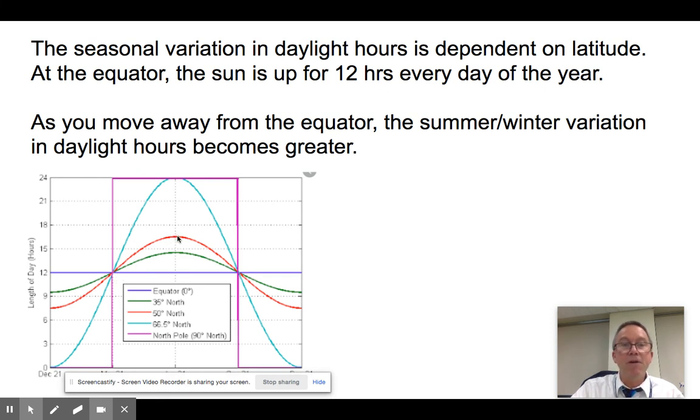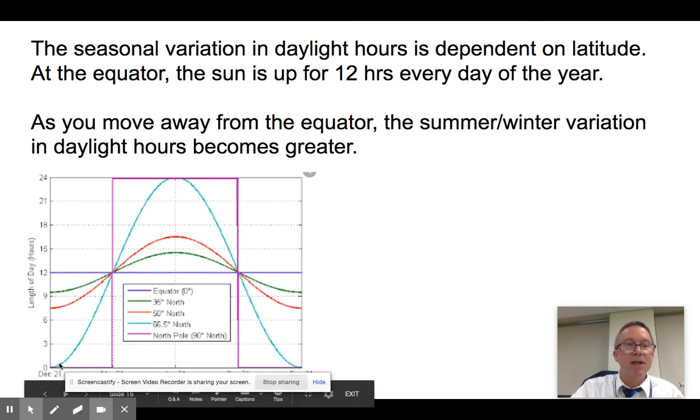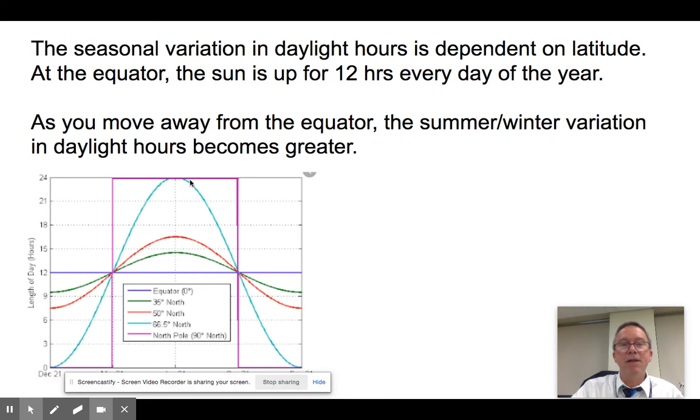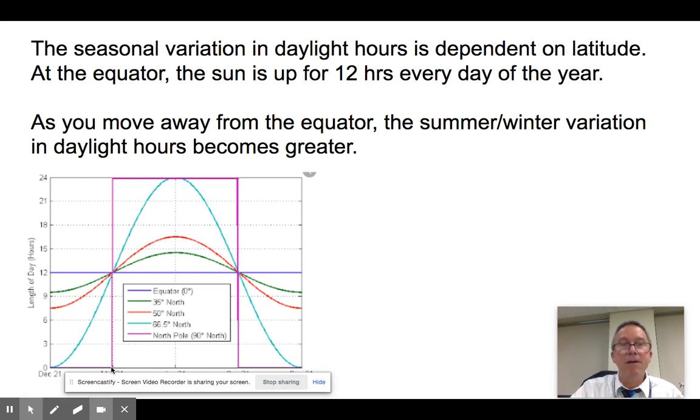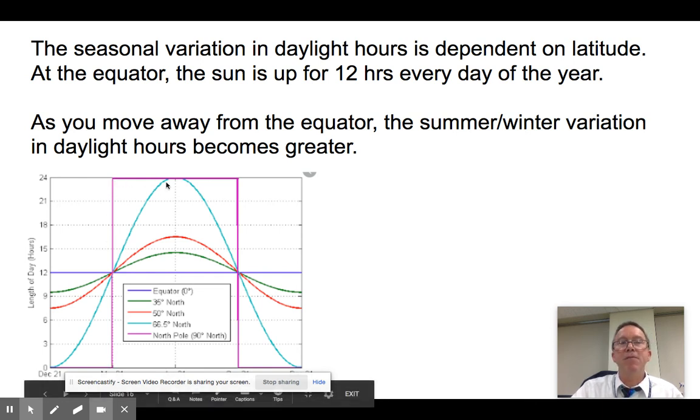If we move even farther away to say 65 degrees, wow, here we have almost no daylight in the winter, and almost no night in the summertime. And then if we get to the actual pole, it's really weird. At the pole, it's totally dark all winter long, and then you get to the equinox, and the sun comes up and stays up all day, all night, and then you get to the next equinox and it drops below the horizon and doesn't come up again until the next equinox. Pretty weird.